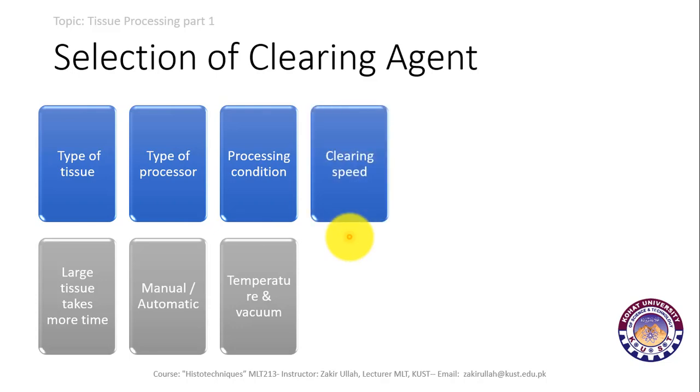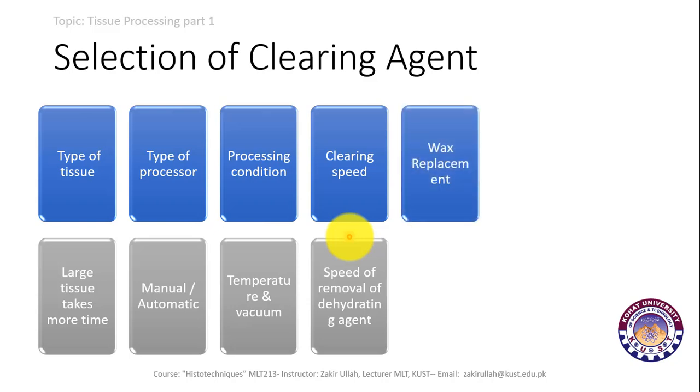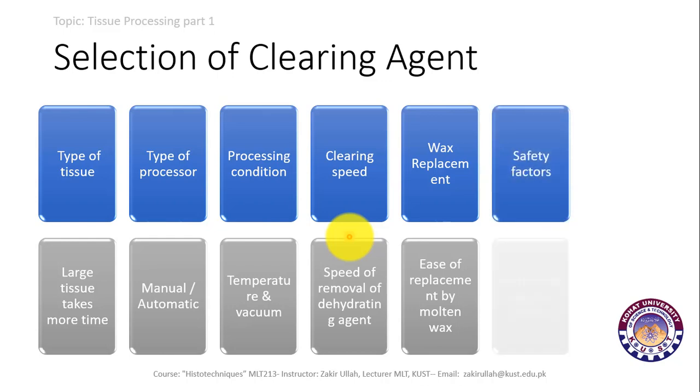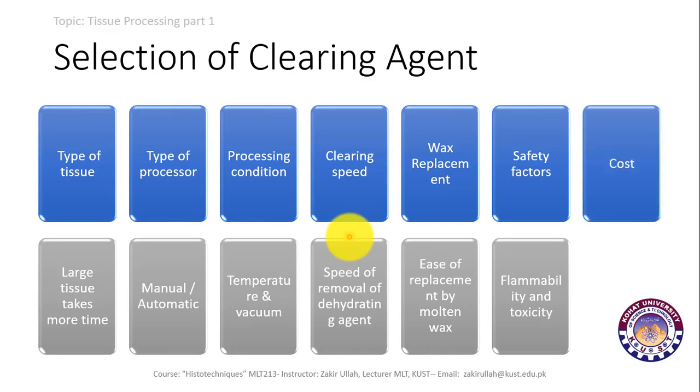the clearing speed of the agent, the speed of removal of the dehydrating agent, and the wax replacement, how easily a clearing agent can replace the molten wax, and the safety factors, that is the flammability and toxicity, and the last one is the cost. So, these are the factors that affect the clearing process, and the agent is selected on the basis of these points.